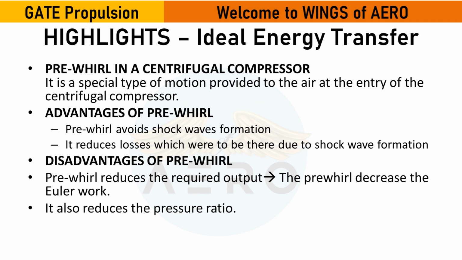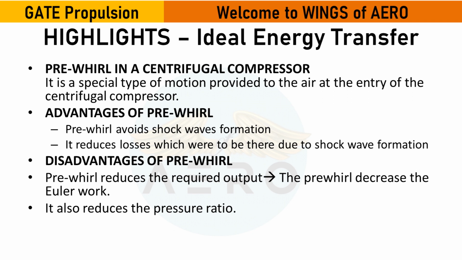So this pre-whirl condition is to avoid the shock wave formation. If they avoid the shock wave formation, there is a chance of reducing the losses. What types of losses and their reasons, we will see in more detail in today's session. Now what are the disadvantages of using this? The overall output, the work output, is slightly reduced, and the pressure ratio also decreases because of this pre-whirl configuration.